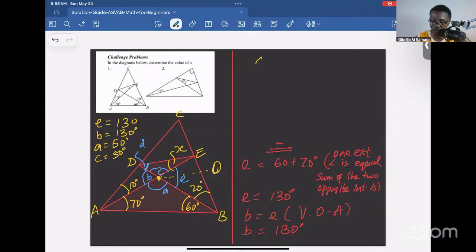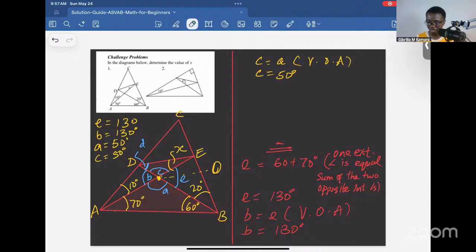So C is equal to A. They are also vertically opposite angles, and vertically opposite angles are equal. So therefore your C is also 50 degrees. That's how we get that, okay?